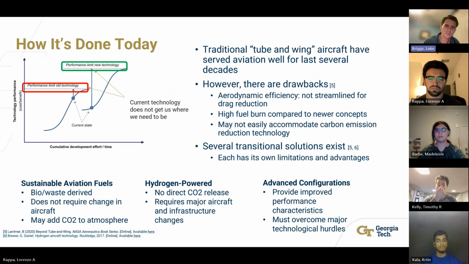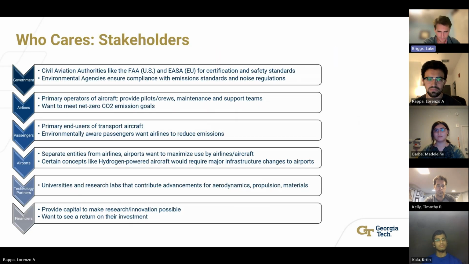The key issue with this, though, is that there's a variety of different solutions out there. We have things like sustainable aviation fuel or SAF, we have hydrogen-powered aircraft, and we have these advanced configurations. And each of these are potentially a solution, but they all have their own limitations, drawbacks, and advantages as well. And so we've really been able to get into what these limitations are and what's going to be the best solution for us moving forward.